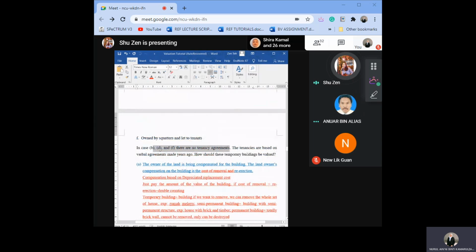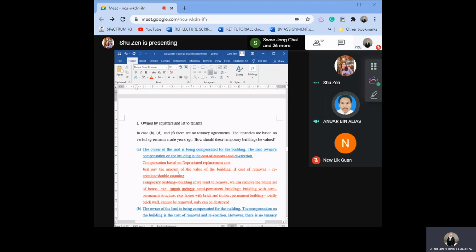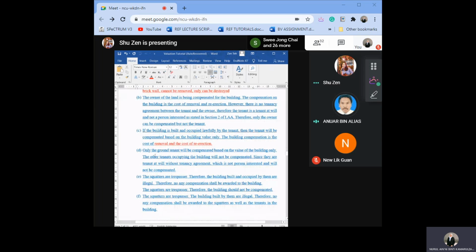How do you know there is no agreement? Stated already. In cases B, D, and F, there is no tenancy agreement. The tenants are based on verbal agreement. Okay, because of no agreement, then what should be compensated? Only the ground tenant will be compensated. But sorry, doctor. The other tenants occupying the building will not be compensated, since their tenancy agreement is not with a person interested, they will not be compensated. Only give to the ground tenants.